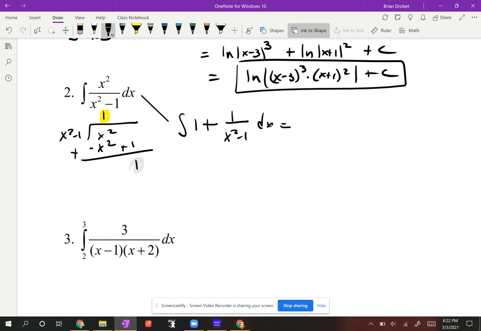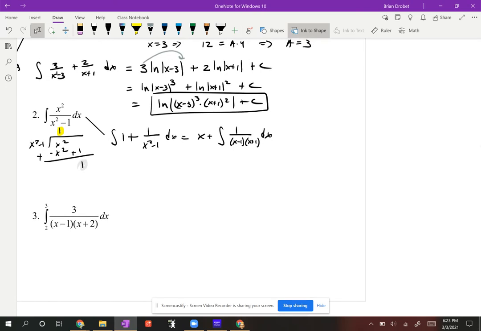So this, of course, well, the antiderivative of 1 is x, and now I need to antidifferentiate 1 over x squared minus 1. Now, if this were 1 over x squared plus 1, that's inverse tangent. But this is 1 over x squared minus 1. I can't do a u substitution. I don't recognize the integral or the derivative formula, but note that I can factor the denominator into linear factors. So I'm going to have to do partial fractions again.